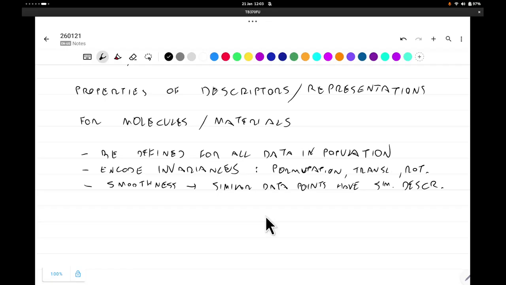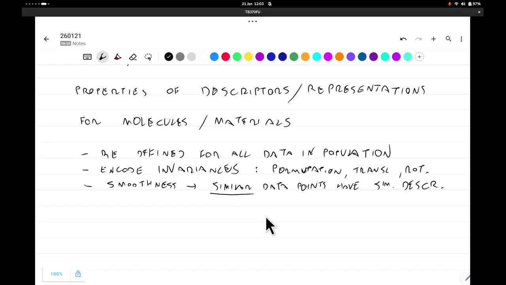So the idea is that if we perturb a little bit the input data, the descriptor should also change just a little bit. So there should be some local stability in the mapping between the data and the descriptor. Of course, similar data points, I already mentioned, is related to the property that we want to evaluate, right?